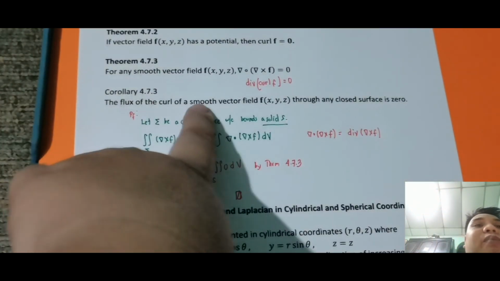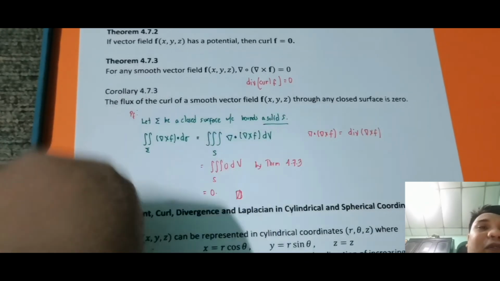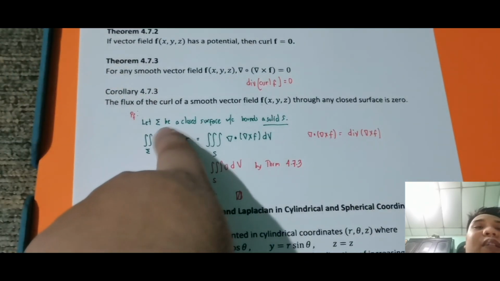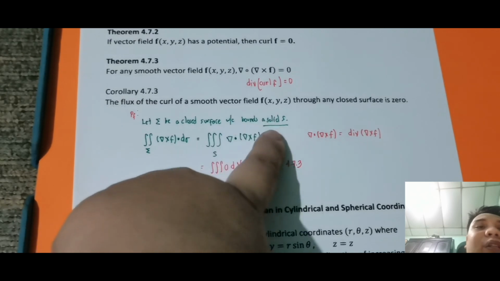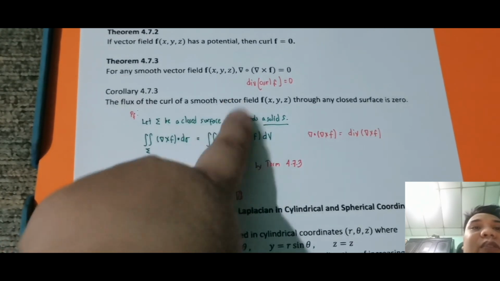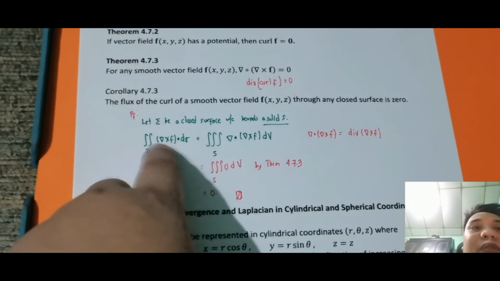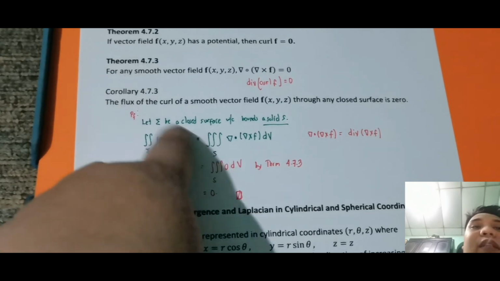So, sabi ulit, the flux of the curl of a smooth vector field f of x, y, z through any closed surface is 0. Closed surface yung dinefine ko. So, let sigma be a closed surface which bounds a solid S. Napansin niyo na yung flux ng vector field f, ito yun. Ito yung curl ng vector field f. Ito yung flux, yung buo.